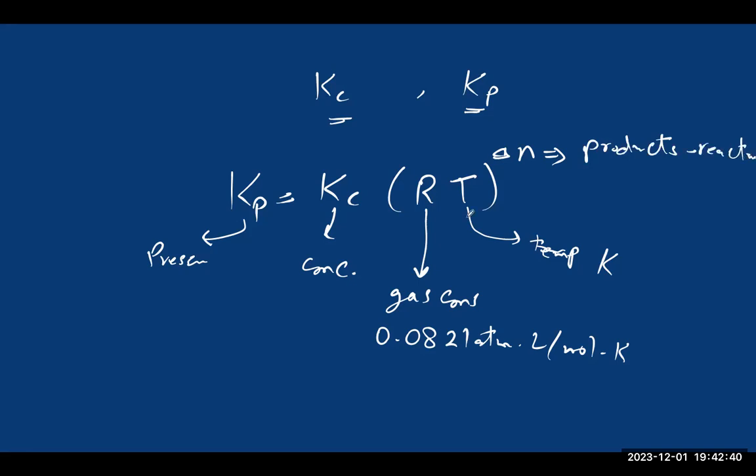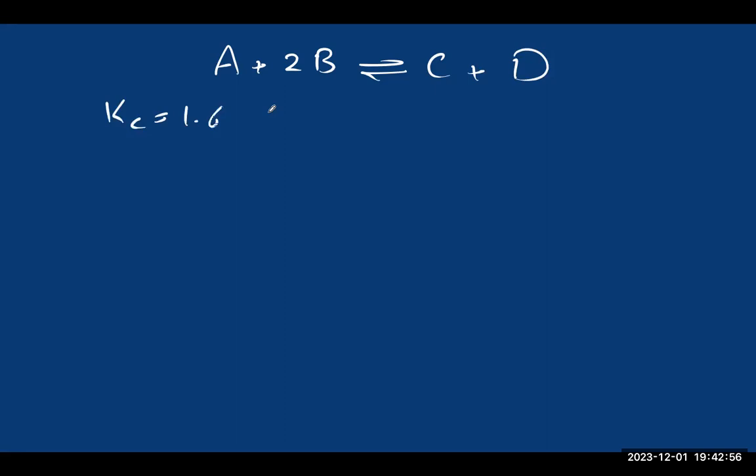Okay, let's see how to use the formula. We have an example here. We have a chemical reaction A plus 2B, which is converted to C plus D. We have the Kc value, which is 1.06 times 10 to the negative 3, at a temperature of 25 degrees Celsius. Calculate the Kp.